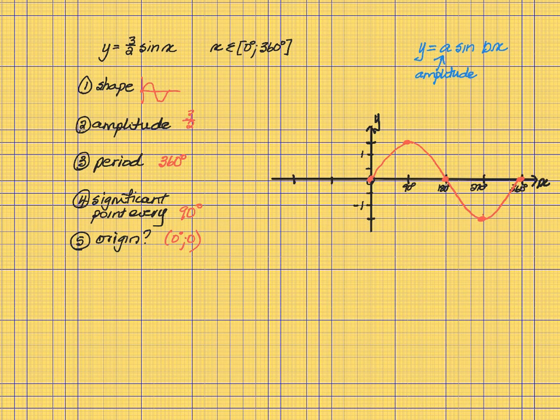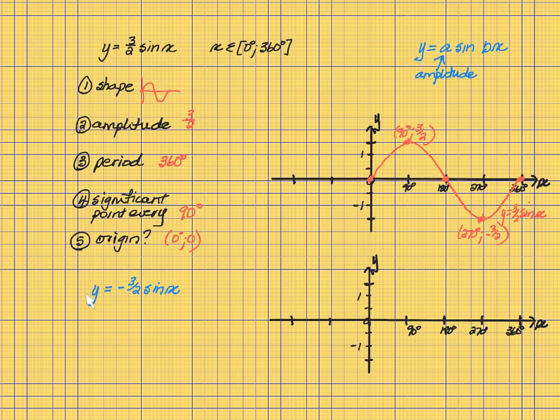You label your graph. You fill in the coordinates of your turning points, 270 degrees and negative 3 over 2, and 90 degrees and 3 over 2. And then you're finished.